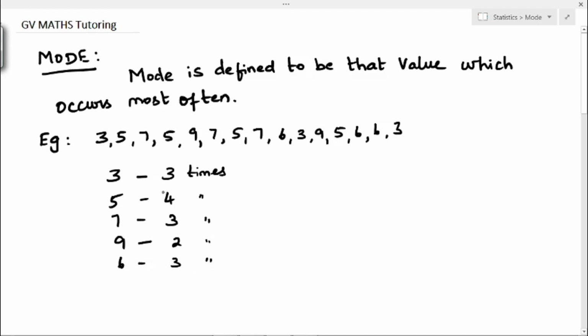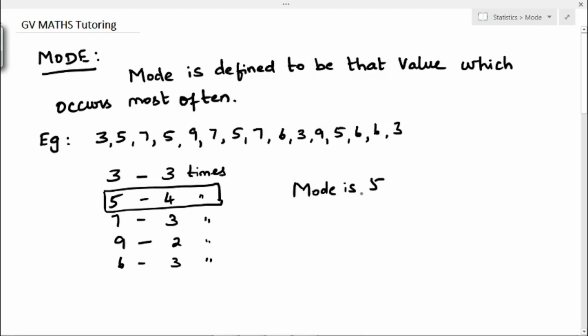So the maximum number of times repeated is by 5, right? So 5 is repeated 4 times. Therefore, the mode value is 5, because it is repeated the maximum number of times.